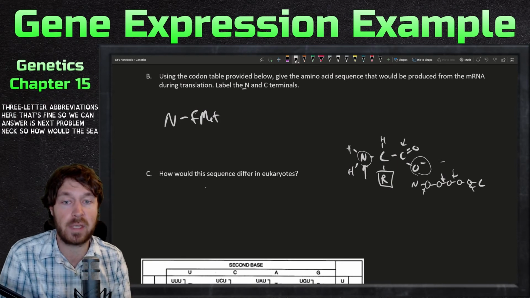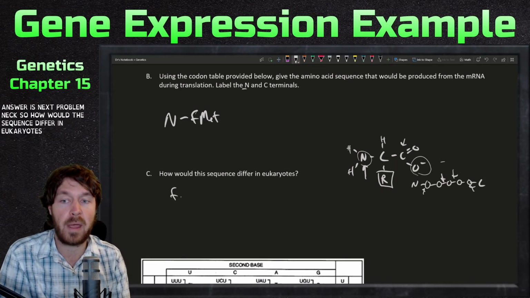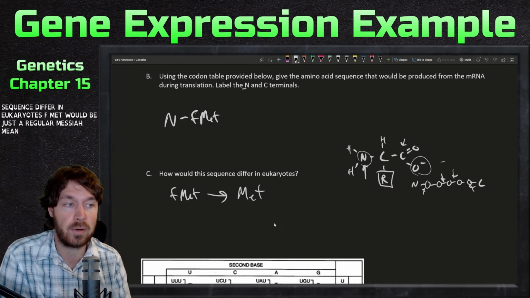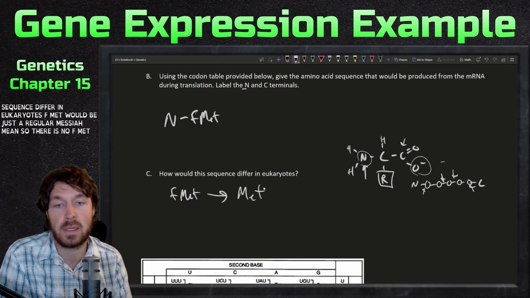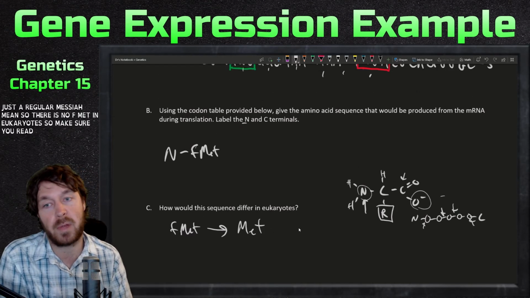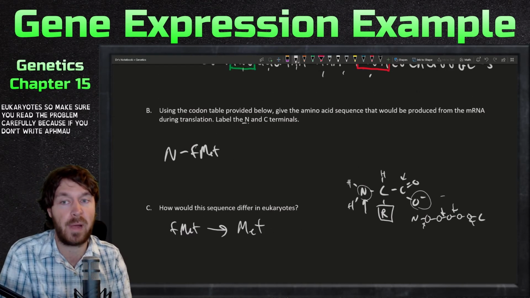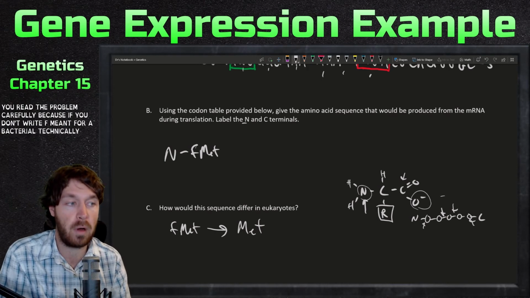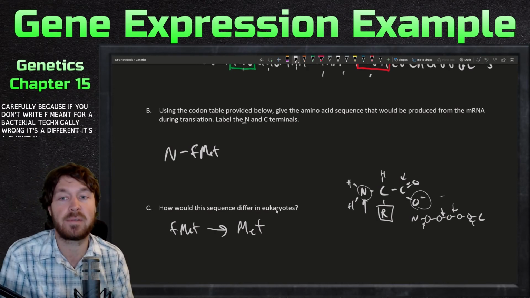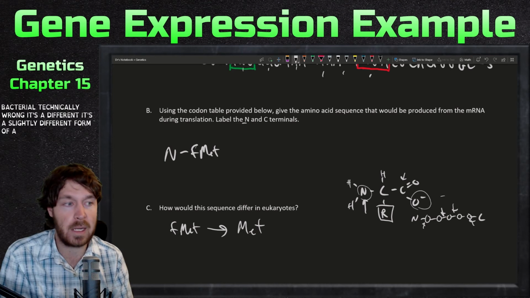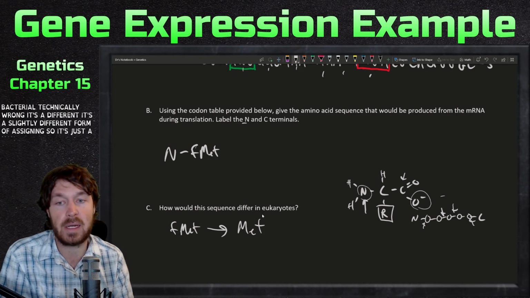So how would the sequence differ in eukaryotes? FMET would be just a regular methionine. So there's no FMET in eukaryotes. Make sure you read the problem carefully, because if you don't write FMET for a bacteria, it's technically wrong. It's a slightly different form of methionine. So it's just a methionine in eukaryotes.